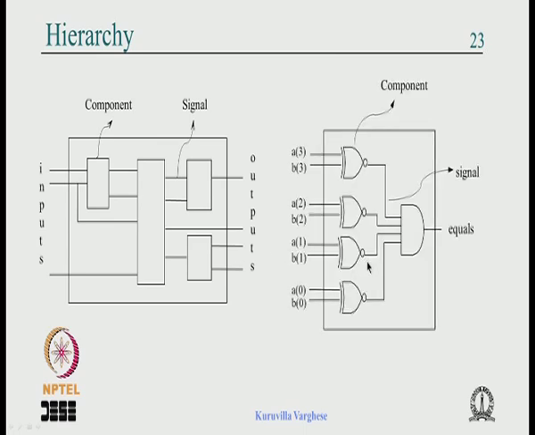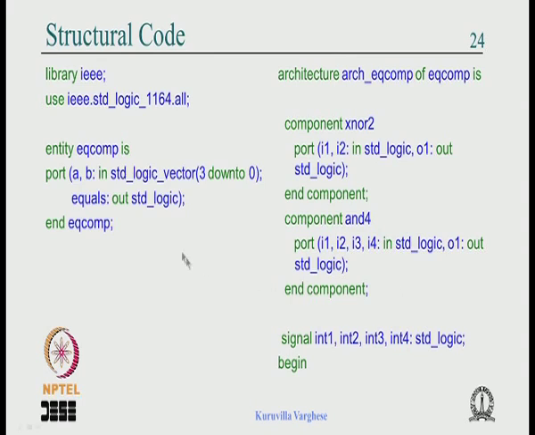We have taken the same equality comparator as an example, though in real life you don't do structural coding for such a small circuit. One concurrent statement is enough. Here the components are the 2 input XOR gate and 4 input AND gate, and there are 4 internal signals. So we are going to declare these 2 components, this signal, and in the statement region describe the netlist. So that is what is shown here.